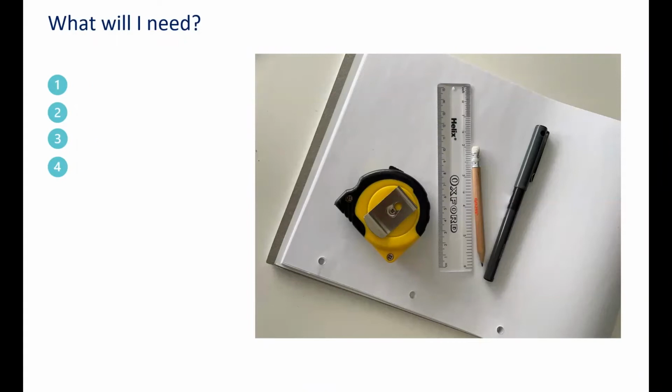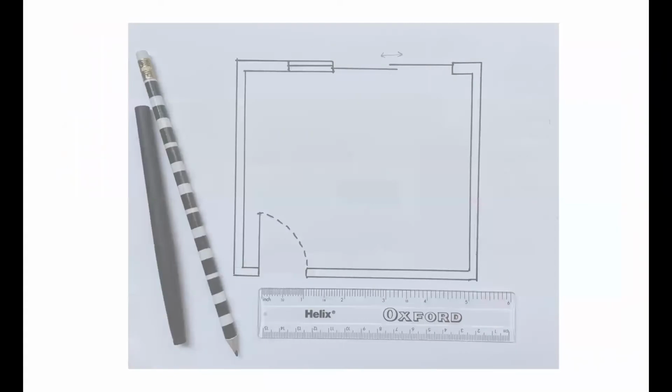You'll need 4 main items to start the survey of your room. So you'll need some paper, a pencil and maybe a pen, a ruler and a tape measure. So you'll have your sketch floor plan, which we talked through in the last video. We'll use this as a base to survey your room and to note down the dimensions.